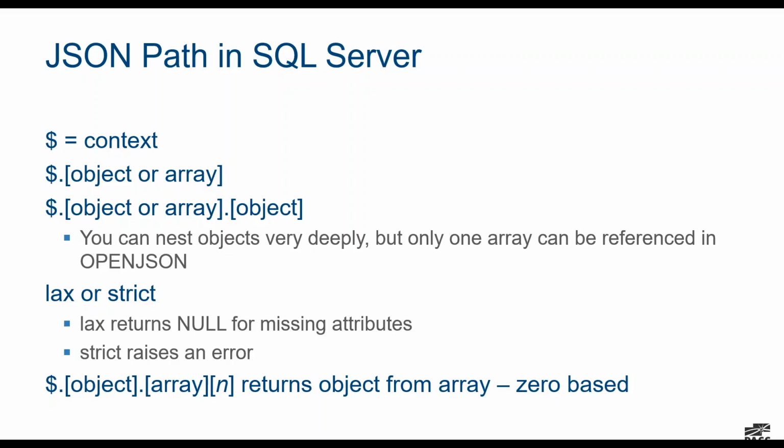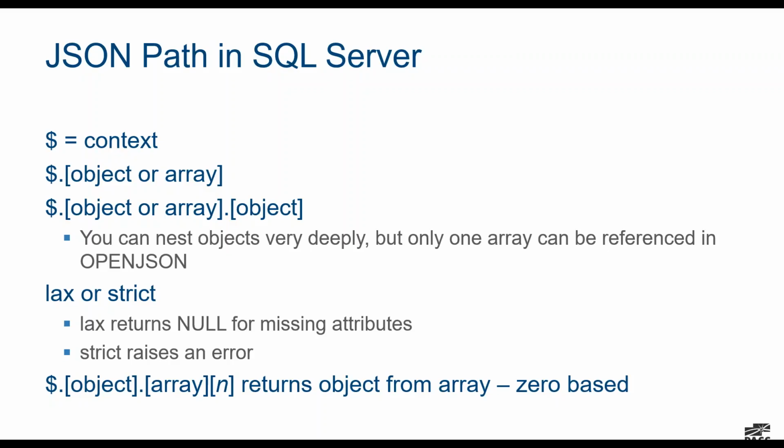Next thing is we have a $ with an object array or an object. So this really works if I'm looking for nested objects or an array with an object within an array. You can nest these really, really deeply, but only one array can be referenced in OPENJSON, and that's going to be really important. As you dig in, you can only get to the one level.